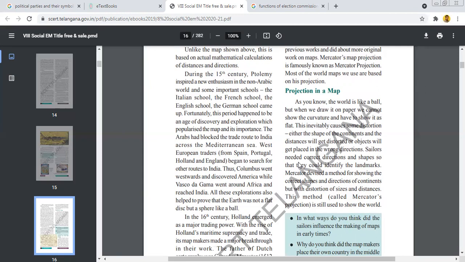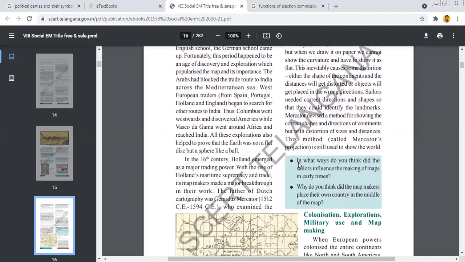So that's why, to show the map, Mercator devised a method for showing the correct shapes and directions of continents, but with distortion of sizes and distances. To show the map on paper, he reduced the size of the map. This is called the method or projection of Mercator. Next, now also we are using the same procedure.